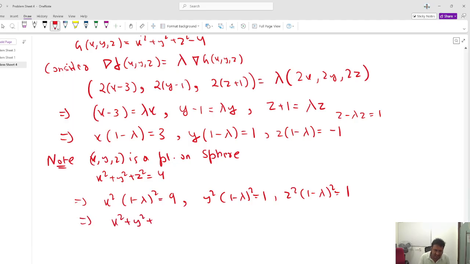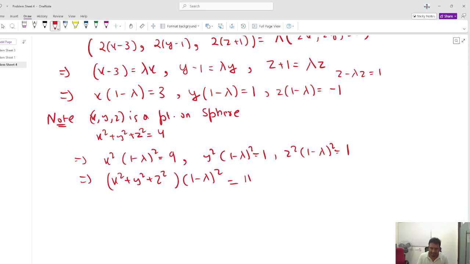You will get x square plus y square plus z square multiplied by (1 minus lambda) whole square. This is 9 plus 1 plus 1, this is 11, right? Just a second. So it will be 4, right? 4 times (1 minus lambda) whole square is equal to 11. This implies that (1 minus lambda) whole square is nothing but 11 by 4. Now you have two possible values of lambda from here, right?